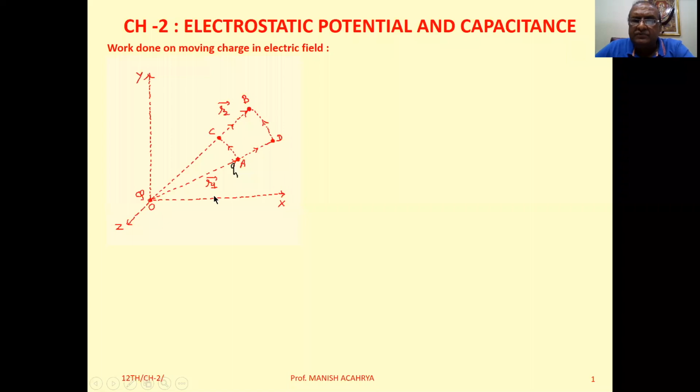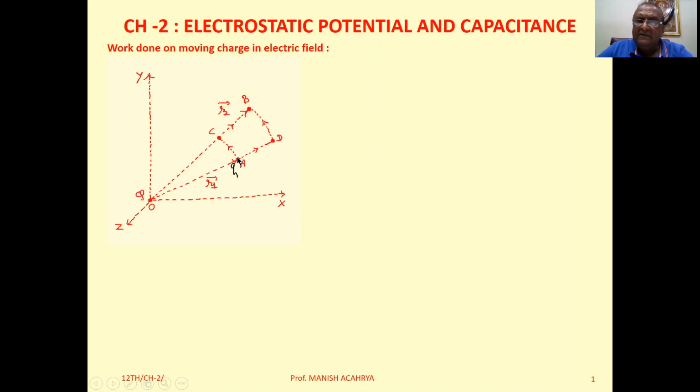Now suppose, as shown in the figure, you see a point charge capital Q, which is placed at the origin of the Cartesian coordinate system. In the surrounding of it, the electric field of this charge Q is prevailing. Now in that electric field, suppose we want to move charge small q from point A to point B.